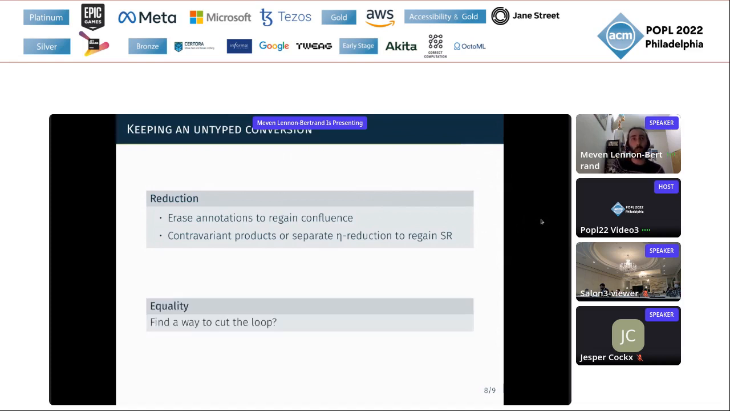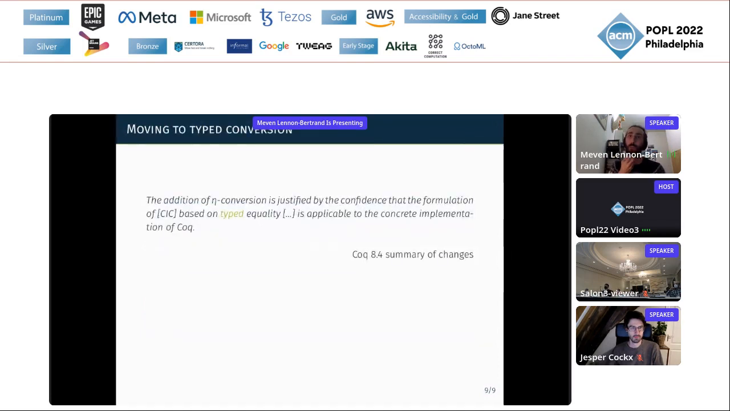And for equality, well, maybe if we can find a way to cut the loop, then we'd be happy. But this would probably make things much less modular than they are now, and the file is already a few thousand lines long. So having everything all at once might not be a good idea. And the other solution, which is maybe much more ambitious, but also might be more interesting, is to completely abandon our current plan and move to typed conversion or typed equality.